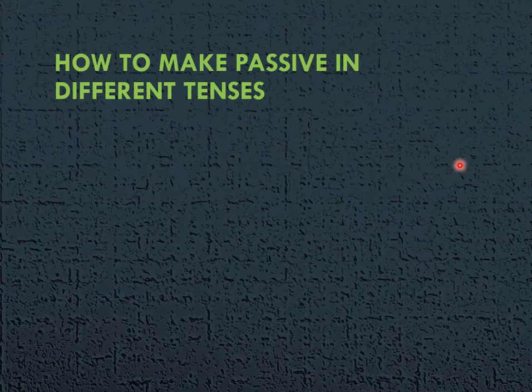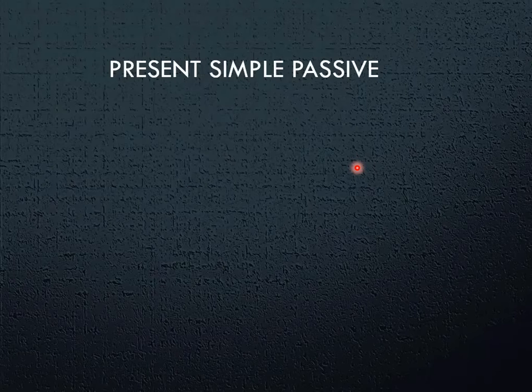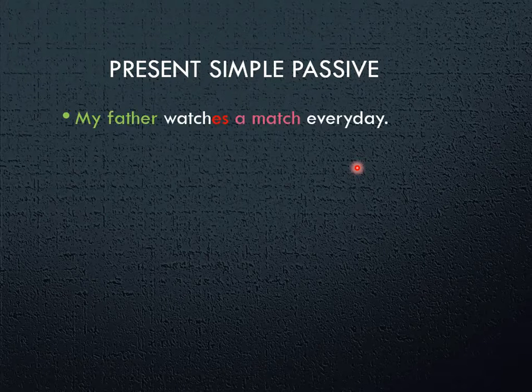Today's lesson is about how to make passive in different tenses, and this lesson is for the secondary school students. The first part is the simple tenses in the passive. Okay, let's start with the present simple passive, or how we can change present simple into passive voice. Yes, here the first example we are going to study today.